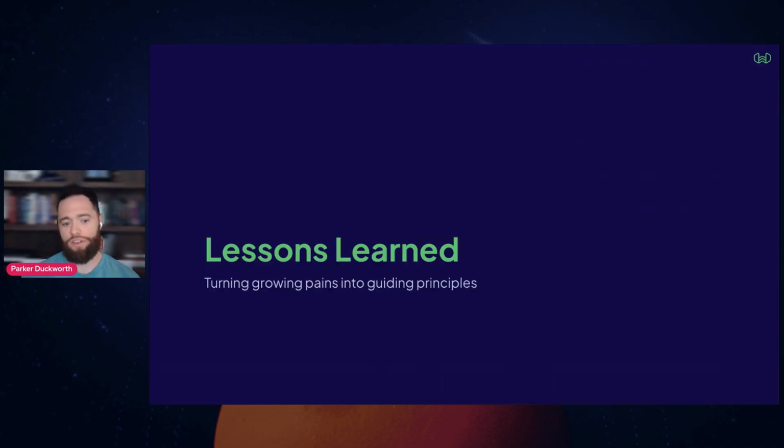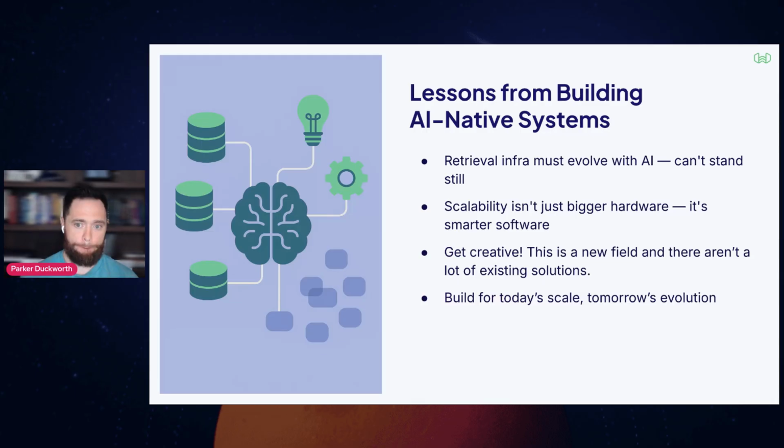So let's talk about some of the lessons that we've learned along the way. Well, for one, it's very obvious that vector databases have to keep up with the innovation of the AI subset of the industry in general. AI is moving so fast, LLMs are moving so quickly. The vectors of tomorrow may look nothing like the vectors of today. So we have to make sure that the infrastructure evolves with it.